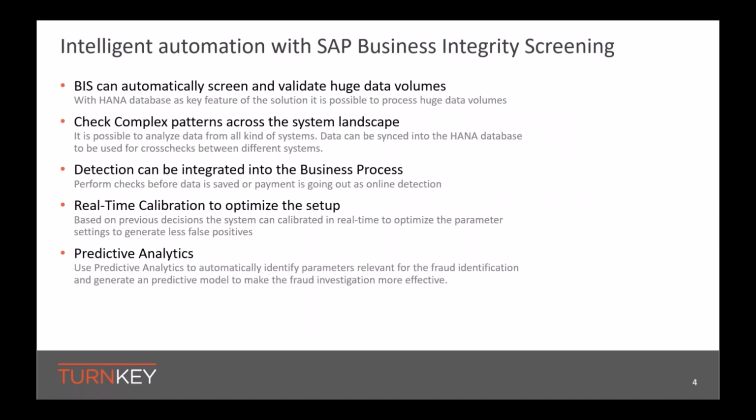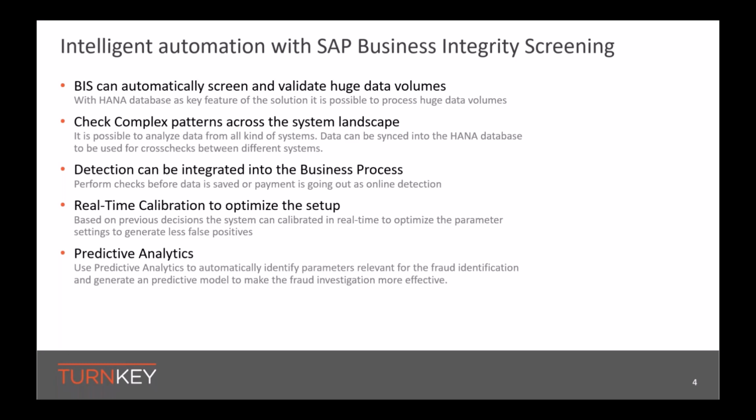So let's have a look at business integrity screening. SAP Business Integrity Screening, or previously called fraud management as well, is a nice tool that you can use to screen a huge amount of data. So we have the HANA database underneath it, which has a lot of capabilities to work with huge amounts of data.